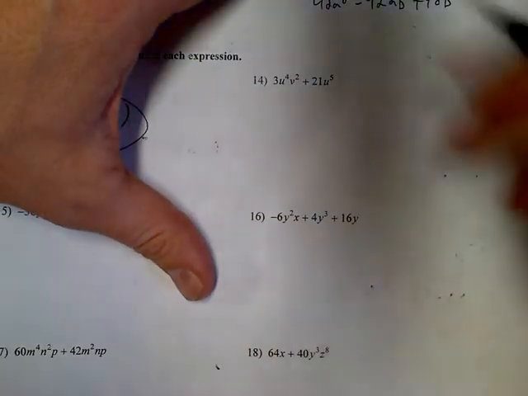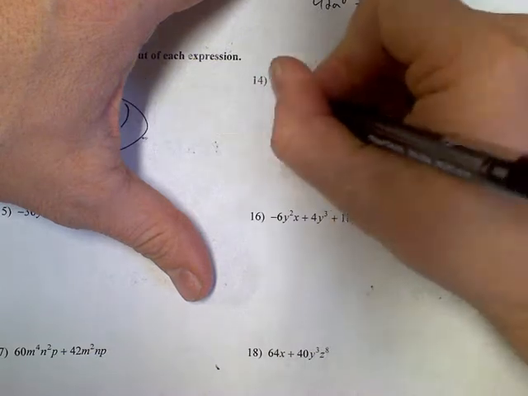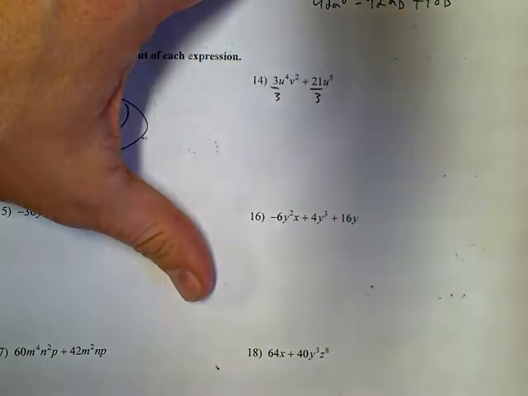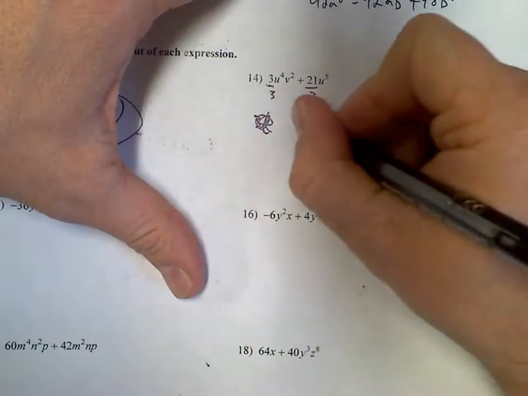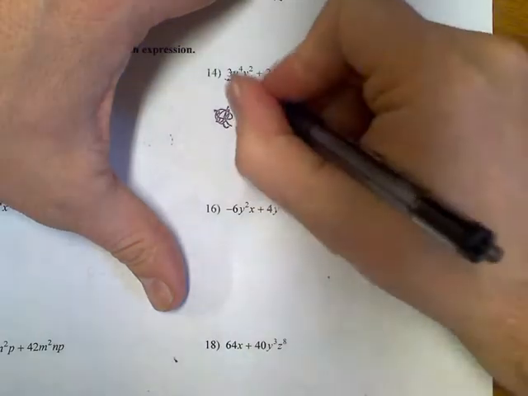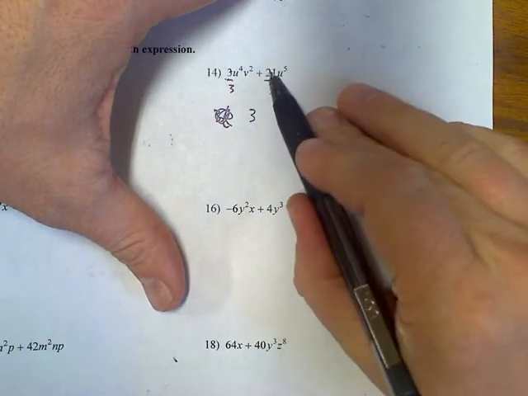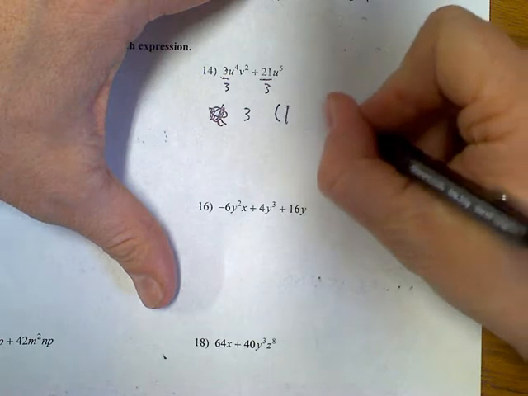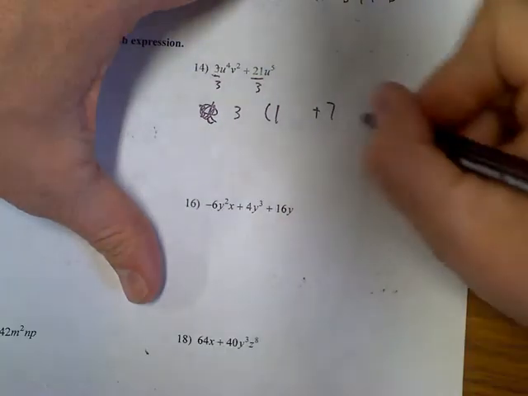Number 14. The largest number that can divide into these would be 3. So I know I can take a 3 out. I wrote it too close again. I'm going to get in trouble. Okay? So 3 divided by 3 is 1. 21 divided by 3 is 7. Plus in the middle, 7.